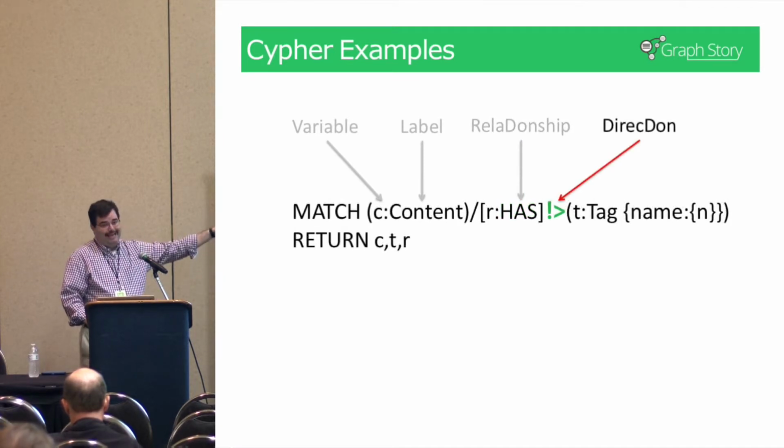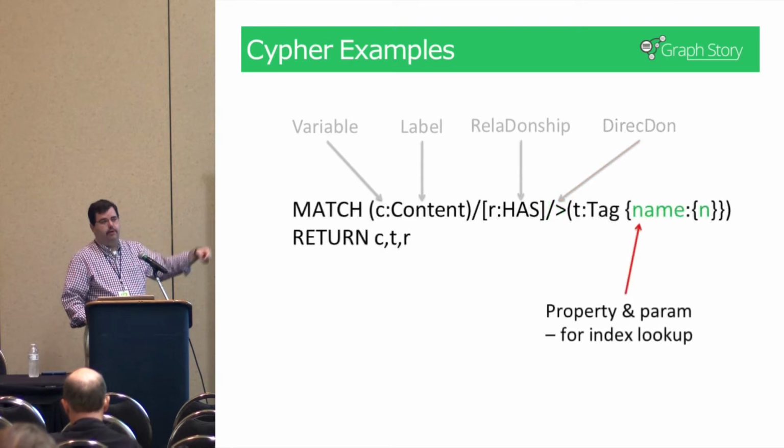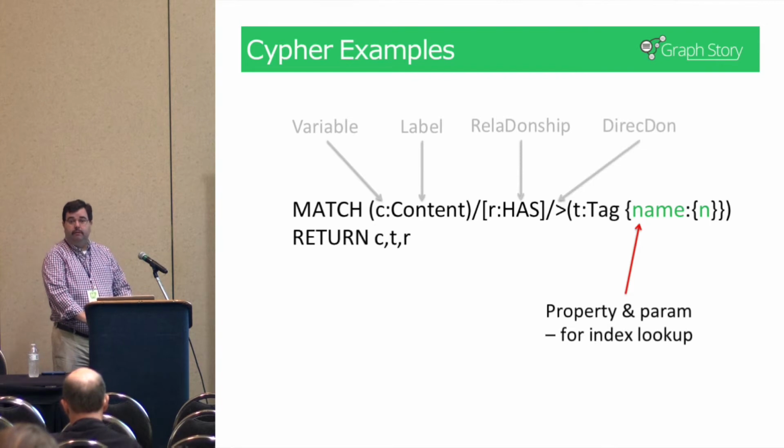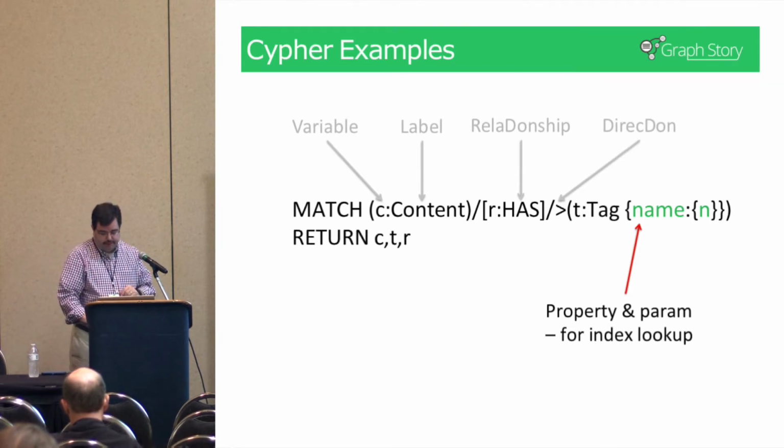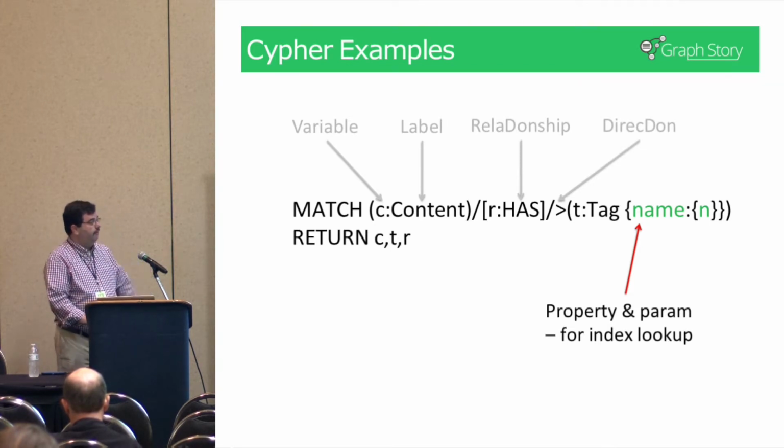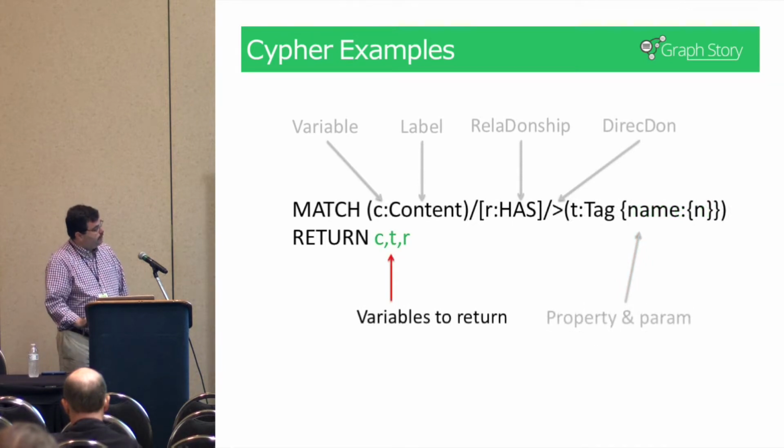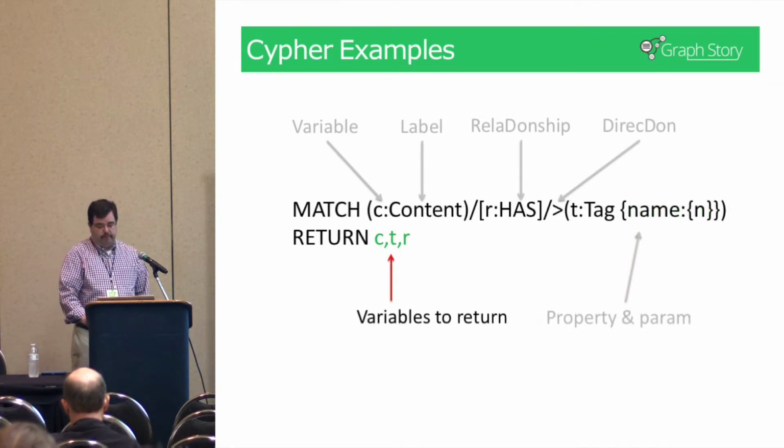And you can create indexes on all of these nodes so you can do really, really fast lookup. Under the hood, essentially it's Lucene, same thing that's used in Elasticsearch. And then you return variables, whether it's the content that you want to return or the tag or all of the relationships.